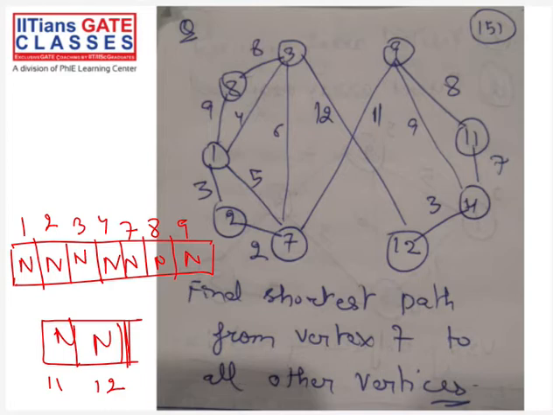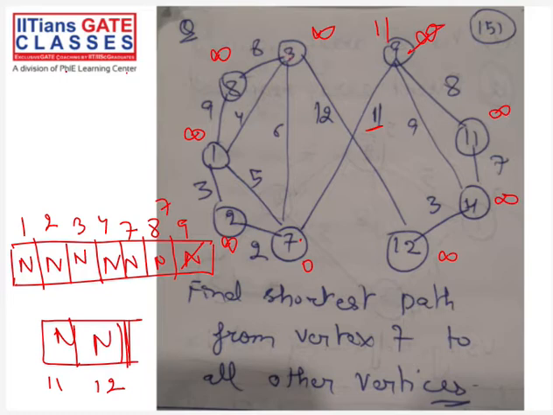Now they are saying to start from 7. So you start from 7. That means the parent of 7 will always be null. You assign 0 to the source and infinity to everyone else. Now you check the adjacent vertices of 7. The first adjacent vertex is 9. So you update 0 plus 11, so this becomes 11, and the parent of 9 becomes 7.